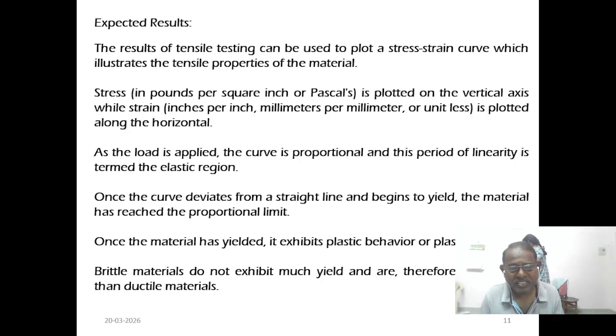Stress, normally notated in pounds per square inch or Pascal, is plotted on the vertical axis, while strain, in inches per inch, millimeters per millimeter or unitless, is plotted along the horizontal. As the load is applied, the curve is proportional, and this period of linearity is termed the elastic region. Once the curve deviates from the straight line and begins to yield, the material has reached the proportional limit. Once the material has yielded, it exhibits plastic behavior or plasticity. Brittle materials do not exhibit such a yield and are therefore less curved than ductile materials.